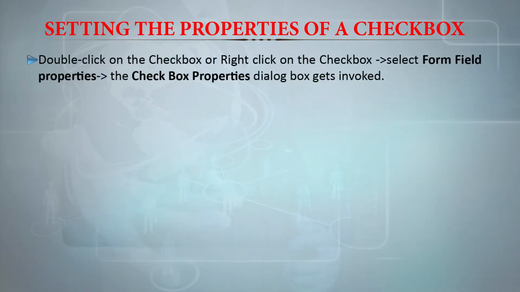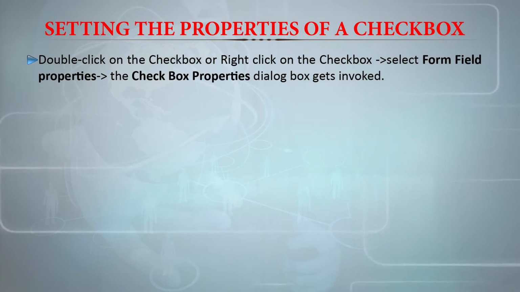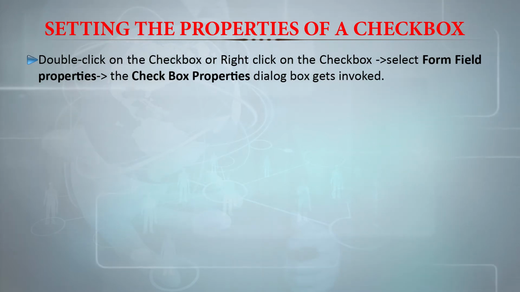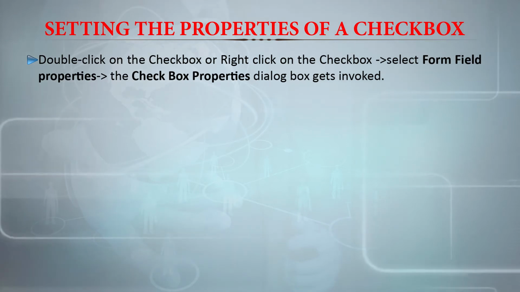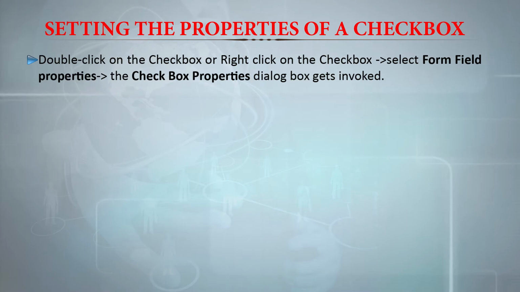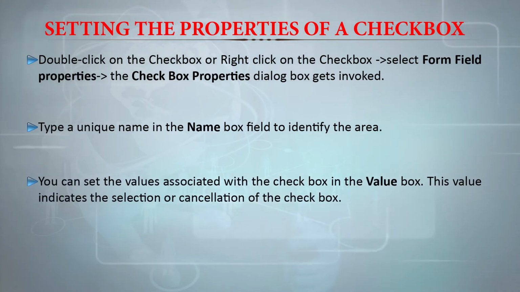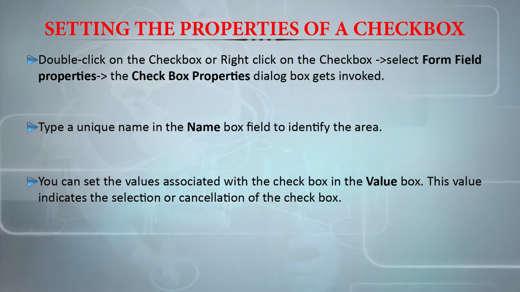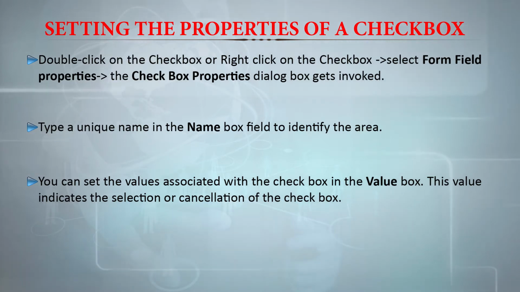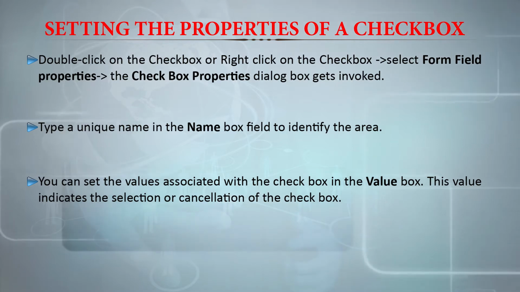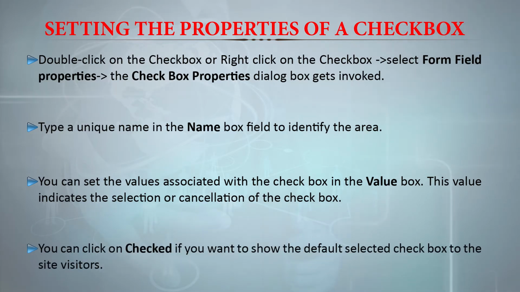Now we have to set the properties of the checkbox. For that you have to double click on the checkbox or right click on the checkbox and then select the form field properties. Then the checkbox properties dialog box gets invoked. Now type a unique name in the name box field to identify the area. You can set the values associated with the checkbox in the value box. This value indicates the selection or cancellation of the checkbox. You can click on checked if you want to show the default selected checkbox to the site visitors. This is how you can set the properties of a checkbox.